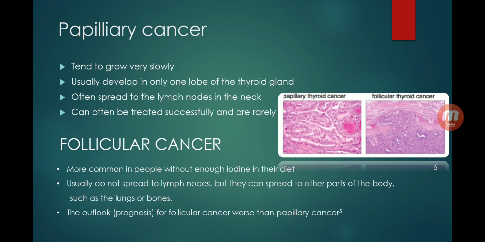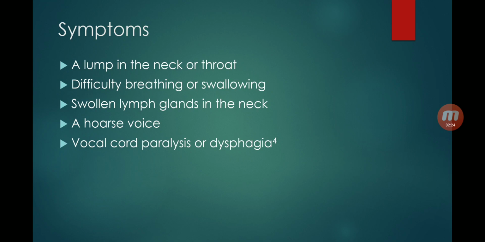under a microscope. The symptoms of thyroid cancer include a lump in the neck or throat, difficulty breathing or swallowing, a swollen lymph gland in the neck, a hoarse voice, vocal cord paralysis or dysphagia, often symptoms of having a thyroid cancer.